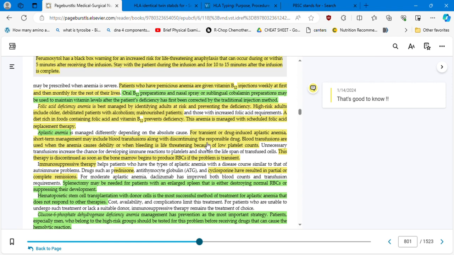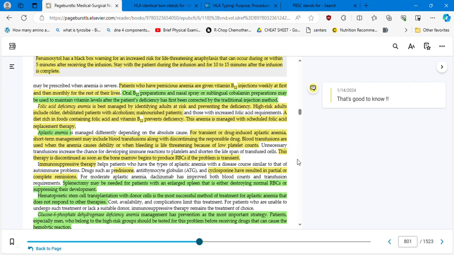Aplastic anemia, transient or drug-induced aplastic anemia: short-term management may include blood transfusion along with discontinuing the responsible drug. Blood transfusions are used when the anemia causes debility or when bleeding is life-threatening because of low platelet counts.